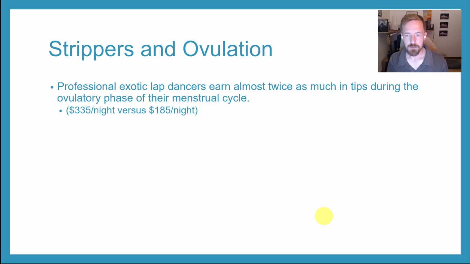And what they found is that for exotic dancers that were in the ovulatory phase of their cycle, so where they stood the greatest probability of being pregnant, there was a huge difference in how much money they made from tips those nights, which is baffling, right? Like, why would that make a difference? It doesn't seem like it should make a difference here, but it's almost twice as much, right? It is a very noticeable difference here.